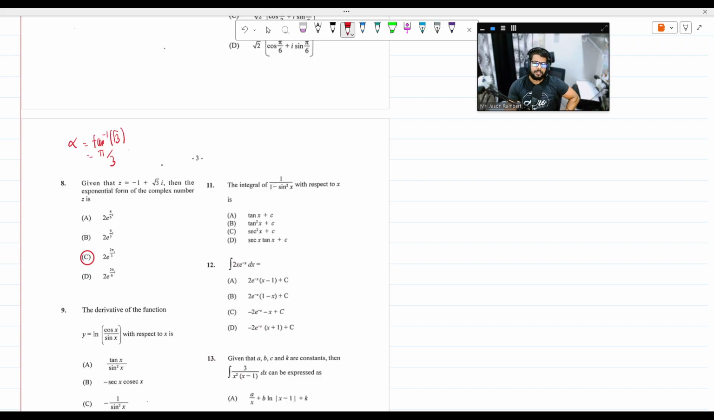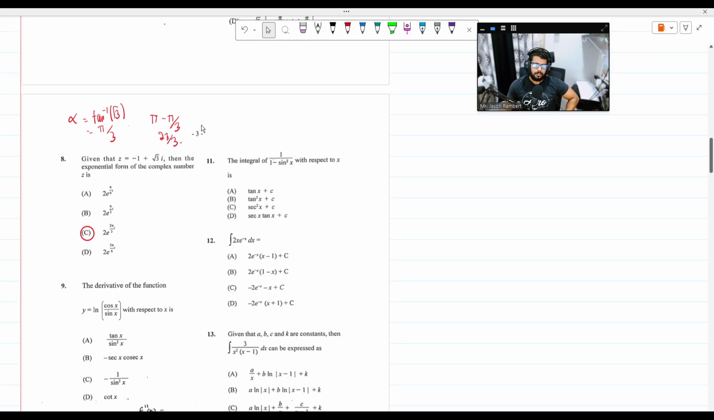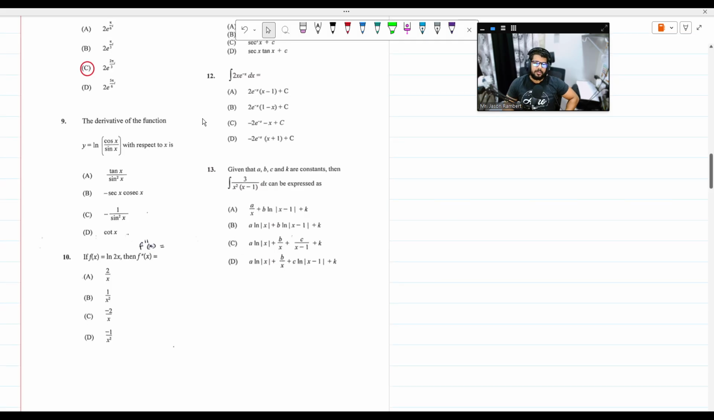And because the complex number is in the second quadrant, the argument is pi minus pi on 3, which is 2 pi on 3. The derivative of the function with respect to x is, so now there is no easy way to go through this. We have no choice but to go through the full working for it, right? Give me a second.